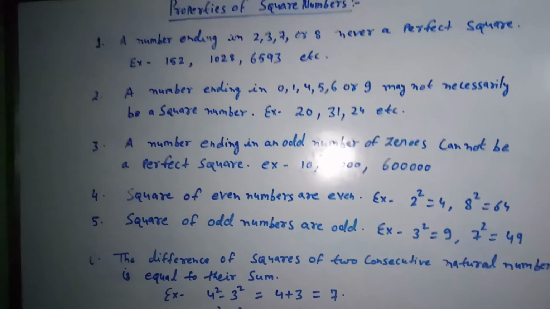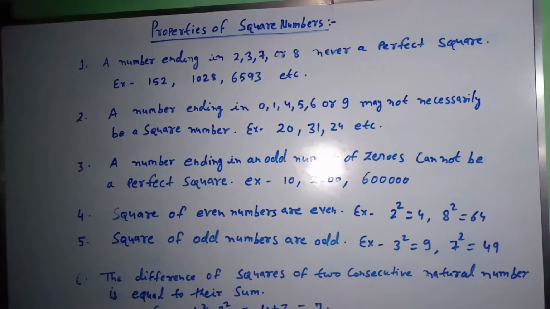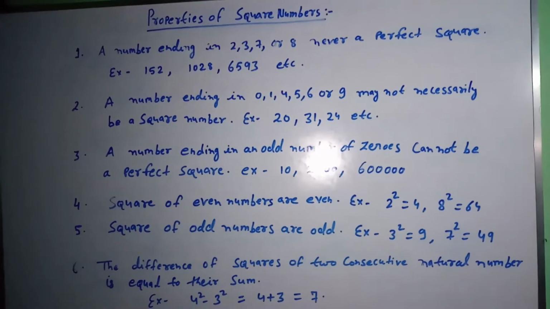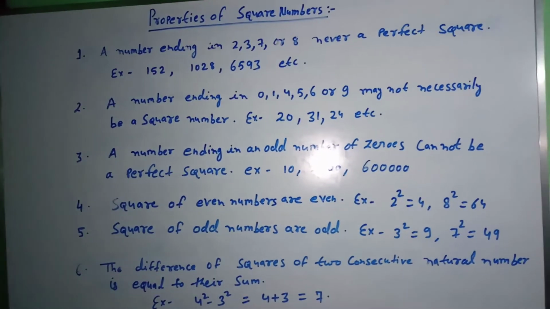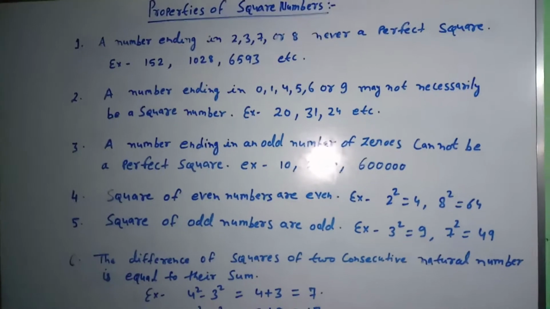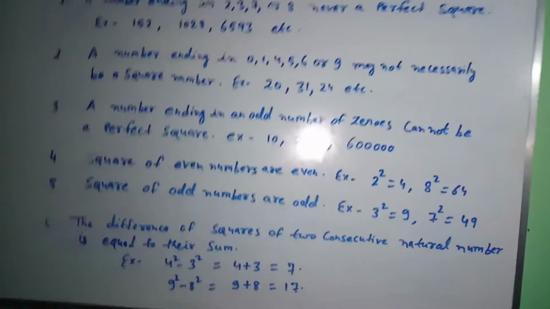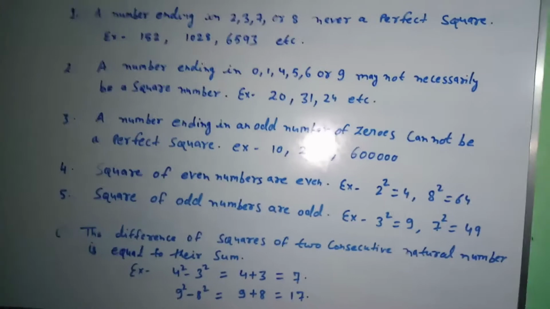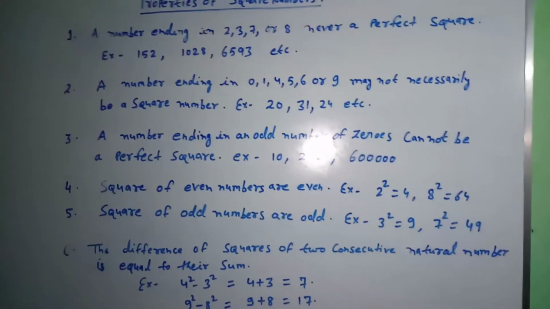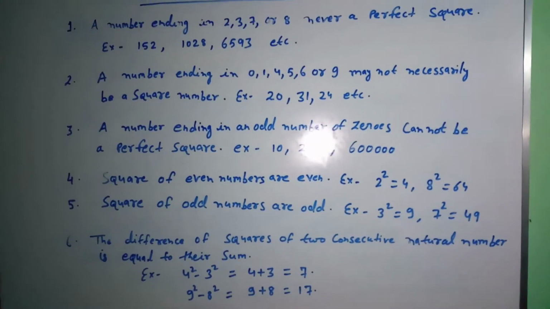That means, if the number of 0s is odd, it cannot be a perfect square. For example, 10, 1000, etc. They are not perfect squares.